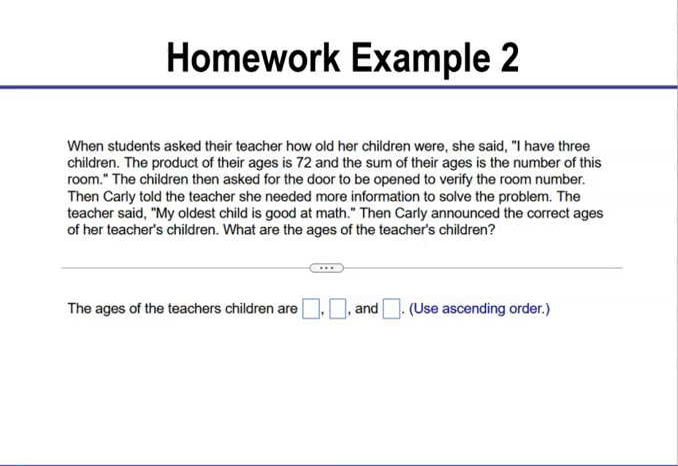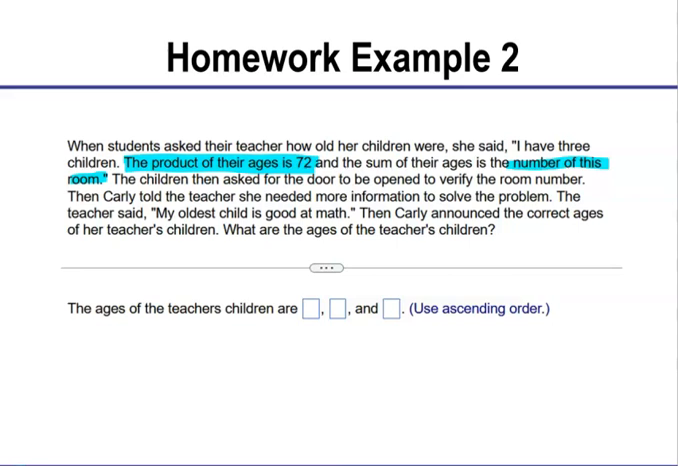So here we go. When students asked their teacher how old her children were, she said, I have 3 children. The product of their ages is 72. Okay, what does that mean? If we multiply all 3 of their ages together, we're going to get 72. And it says the sum of their ages is the number of this room. Then it goes on, the children then asked for the door to be opened to verify the room number. I kept waiting for the room number. Y'all, they don't give it.